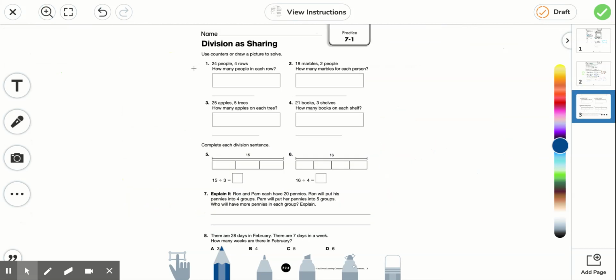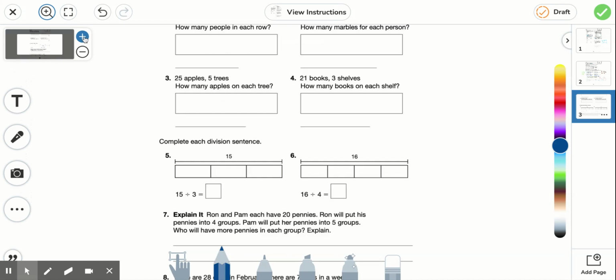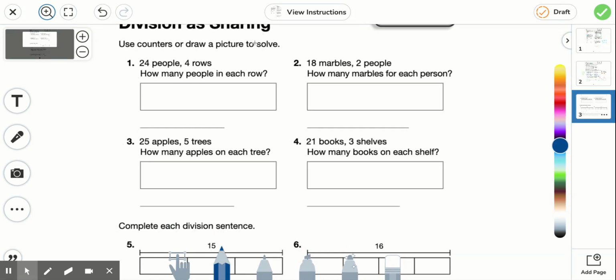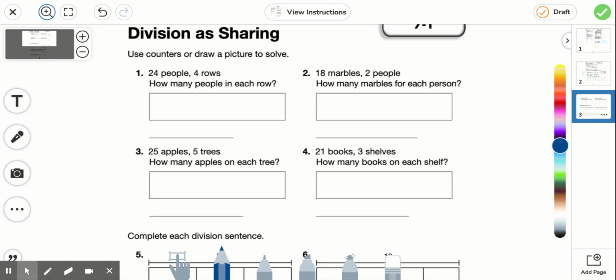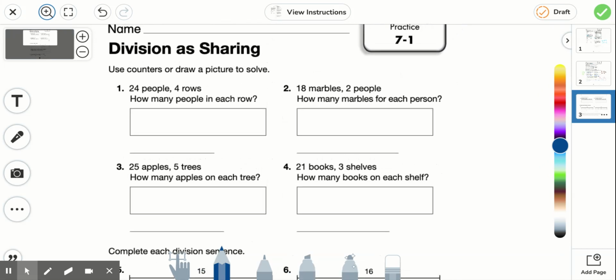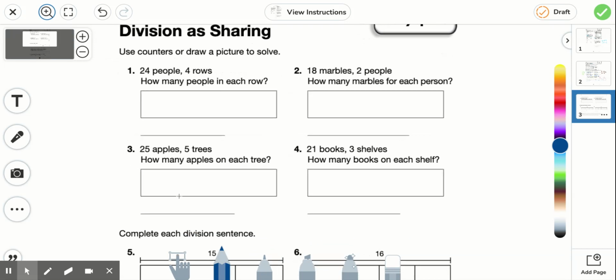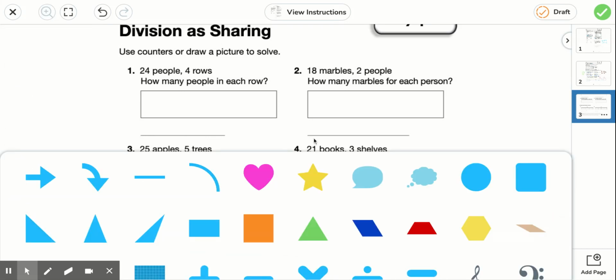So now when you move on to your practice, it has boxes for you to fill in with the pictures. It says, use counters or draw a picture to solve. Now, some of y'all might have this on a worksheet, and it'll be easy for you to draw a picture. Now, if you're on Seesaw, here's something you can do. You can do what I did and just make your dot a little bit bigger and use a dot for everything with different colors. That is totally fine. There's also a handy little tool here where you can click shapes.